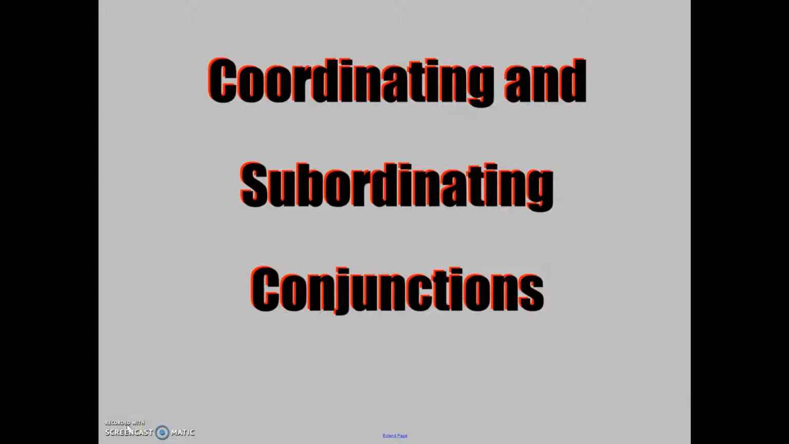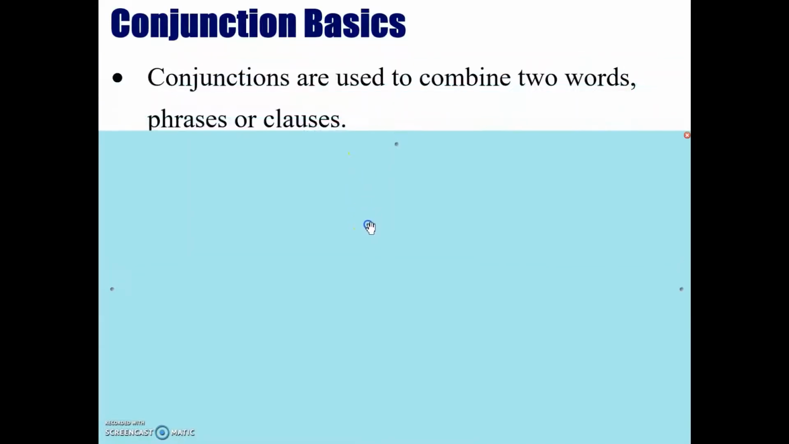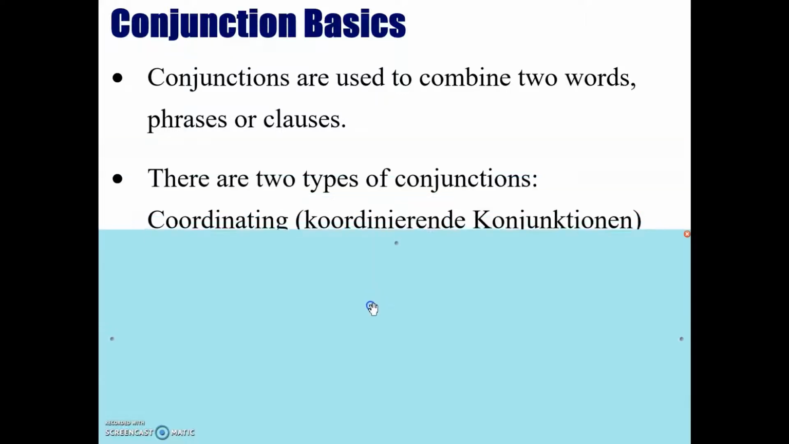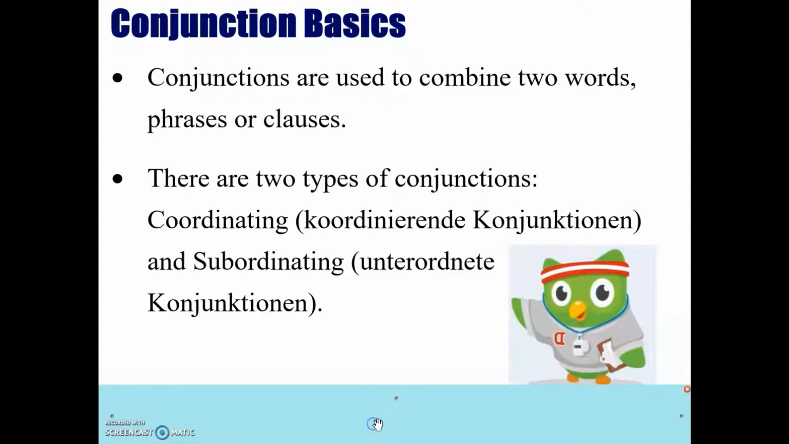In today's lesson, we are going to be looking at coordinating conjunctions. In a second lesson for this unit, we'll be looking at subordinating conjunctions. Here are some basics about conjunctions. Conjunctions are used to combine two words, phrases, or clauses. There are two types of conjunctions. There are coordinating conjunctions, koordinierende Konjunktionen, and subordinating conjunctions, oder unterordnete Konjunktionen.